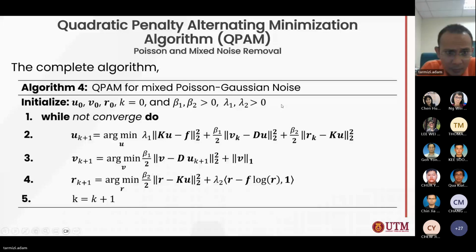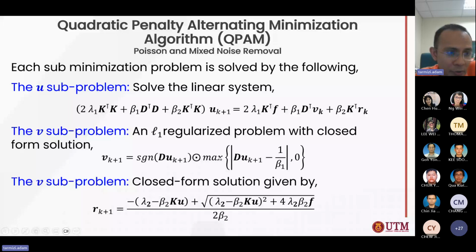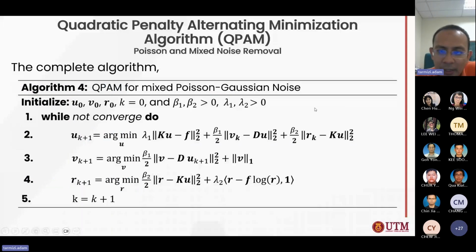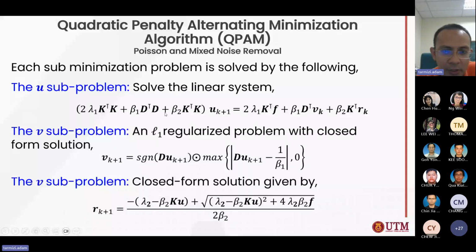Then you minimize these subproblems for U and V. Oh, sorry, this one should be R. For U, you have a linear system. It's not like the AMA algorithm, where you can bypass the linear system; in the QPAM you still have to solve this linear system. If you differentiate this term and equate to 0, and then arrange to find U, you will get this linear system. You can see this matrix over here as the A, and this is Ax = b.